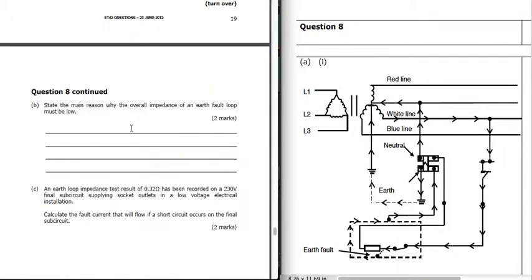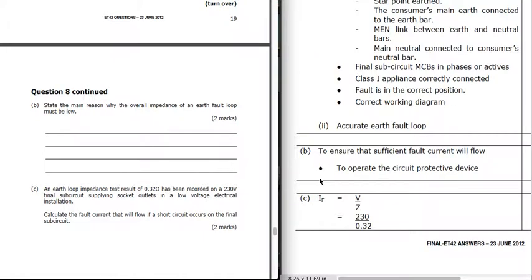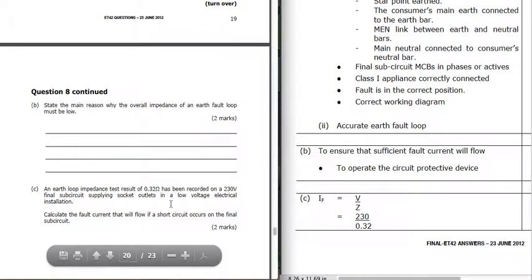State the main reason why the overall impedance of the earth fault loop must be low. Now we need this to be low so that we get a nice big fault current flowing under fault conditions. With a nice big fault current flowing, we're going to operate the fuses or the protective devices quickly. So, sufficient fault current to operate the circuit protective devices.